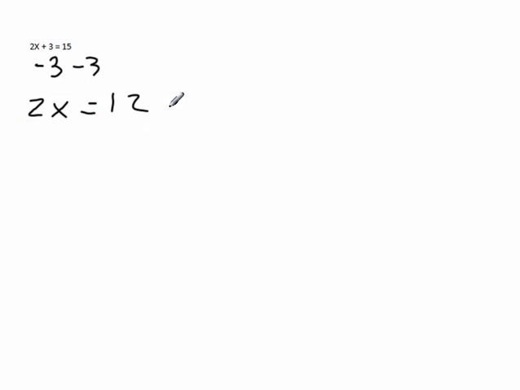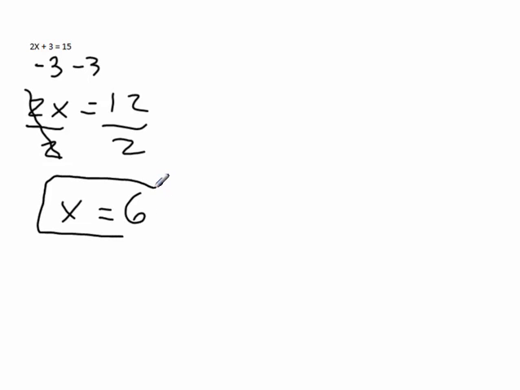And now this is a one-step equation. This is the final step. All we need to do is divide by 2. And now clearly, since those cancel, x equals 6. Put a little box around our answer there.